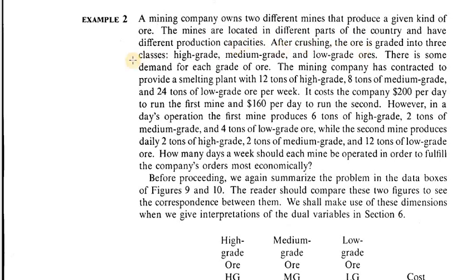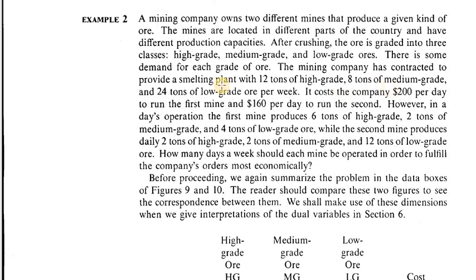After crushing, the ores are graded into three classes: high grade, medium grade, low grade. There's some demand for each grade of ore. The mining company is contracted to provide a smelting plant with 12 tons of high grade, 8 tons of medium grade, 4 tons of low grade ore per week. Now you might be thinking, so what is that? Is that something to maximize, something to minimize, or is that a constraint? Well, these are given requirements, so this is a constraint, right?